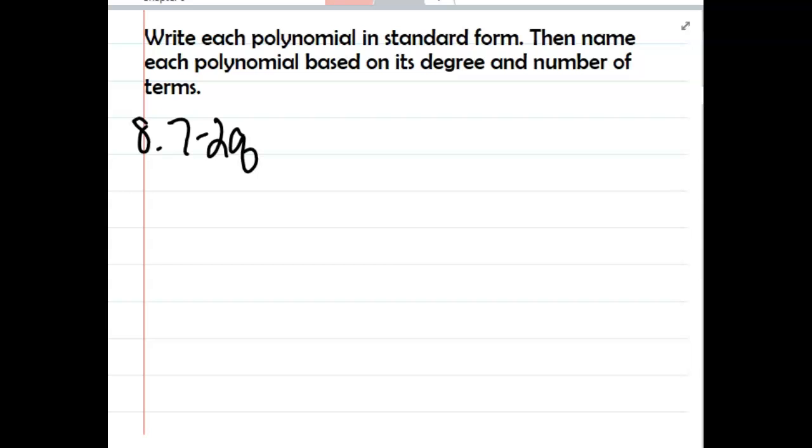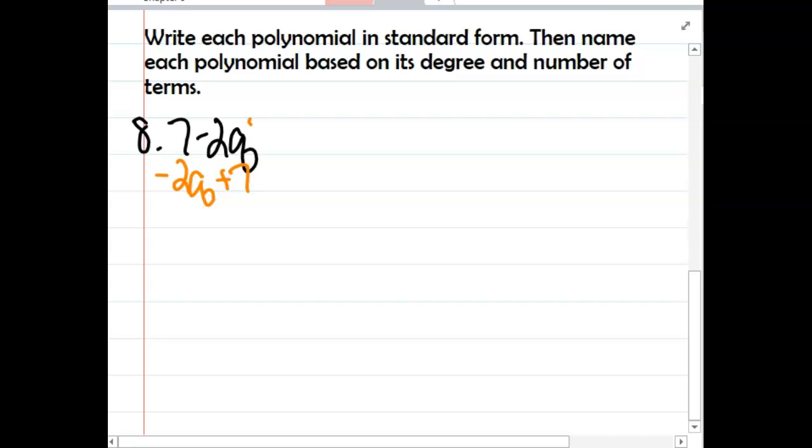And the degree of negative 2q is going to be a 1. So what I need to do is switch these around. Remember, the sign in front is the sign that travels with it. So the 2q is actually a negative 2q. The 7 is a plus 7. So that's the first thing you would do: write it in standard form.